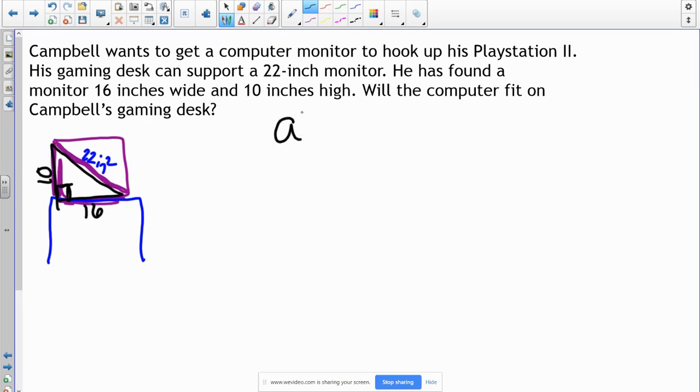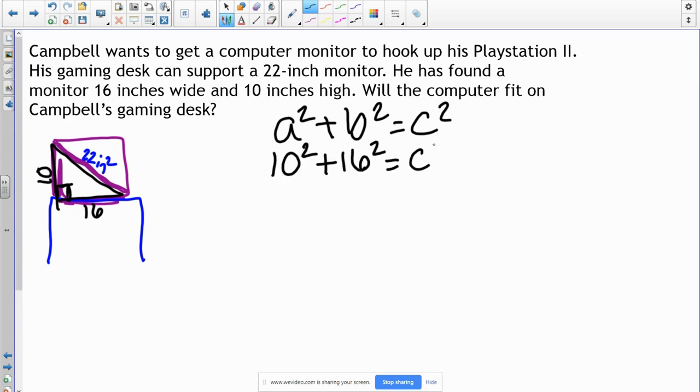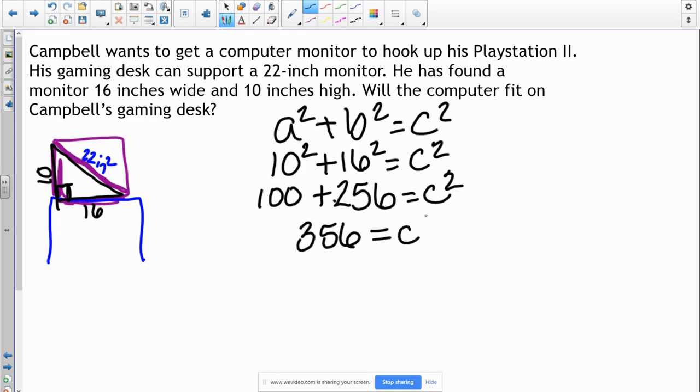So I'm going to apply the Pythagorean theorem. We have 16 as a leg and 10 as a leg. So I'm going to place those in for my a and my b. Square the 10, which is 100. Square the 16, which is 256. And I'm just going to leave c squared by itself, so at the end here, we can determine if it can fit 22 inches. Then we're going to add these together. So 100 plus 256 is 356.